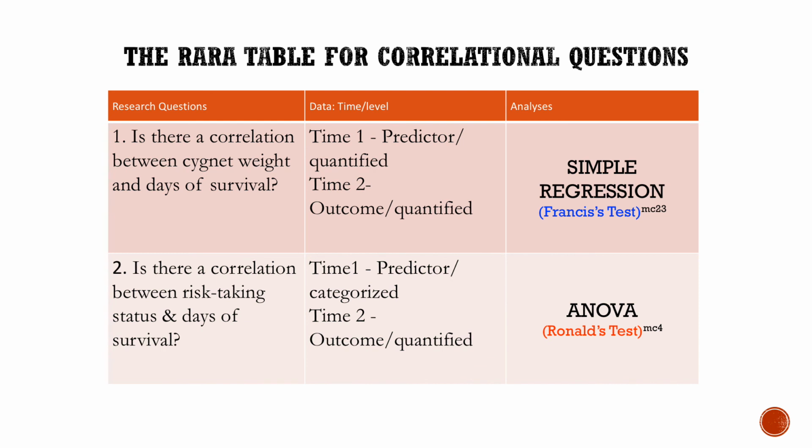Question 2 goes as follows. Is there a correlation between risk-taking status and days of survival? This has a categorized predictor and a quantified outcome. We see this combination of variables calls for mini-course 4, Ronald's test, also known as ANOVA, which is shorthand for analysis of variance.